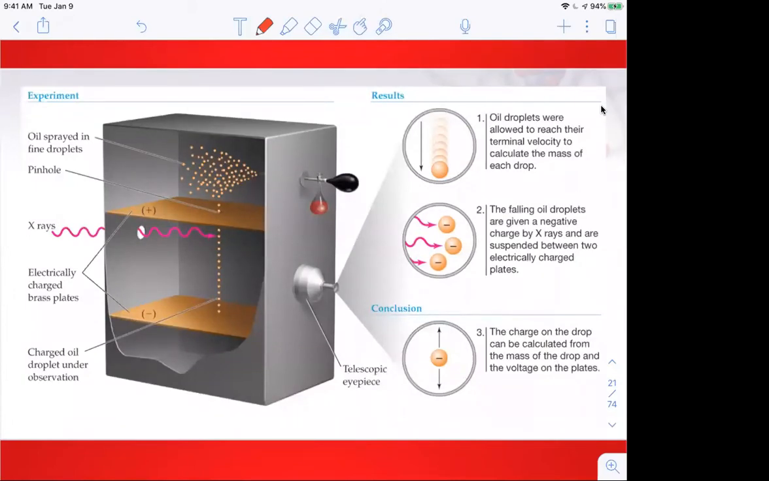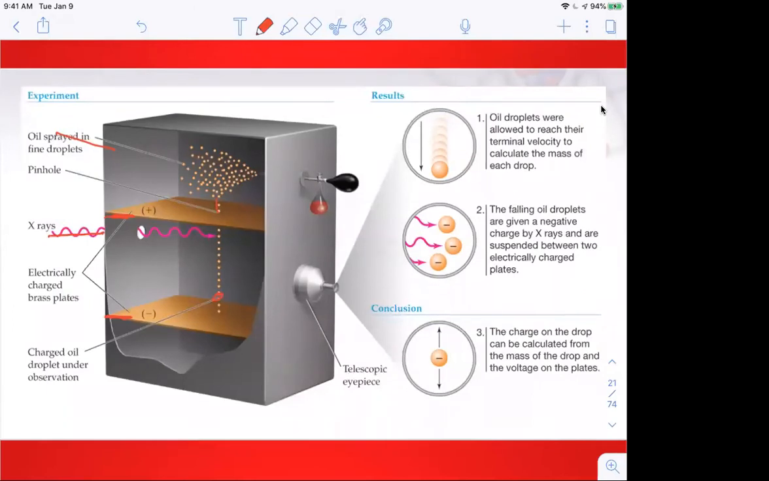So here we have X-rays being beamed into this box. I have two electrically charged brass plates. Oil is sprayed into this pinhole, and the droplets are going to progress down here, where an individual charged droplet is coming through.